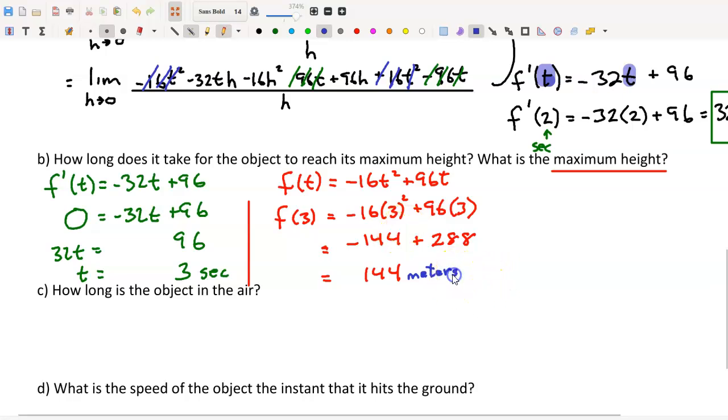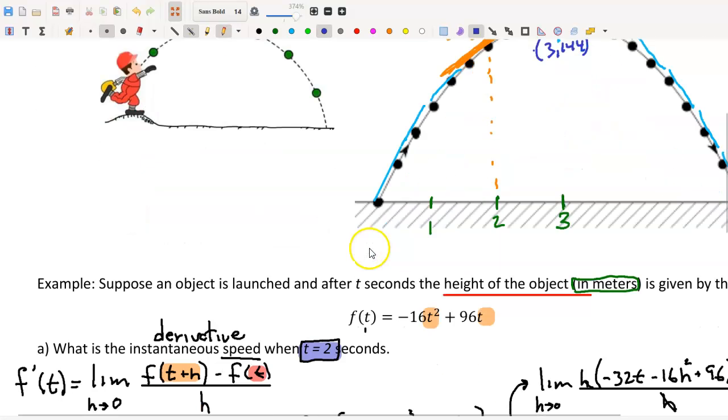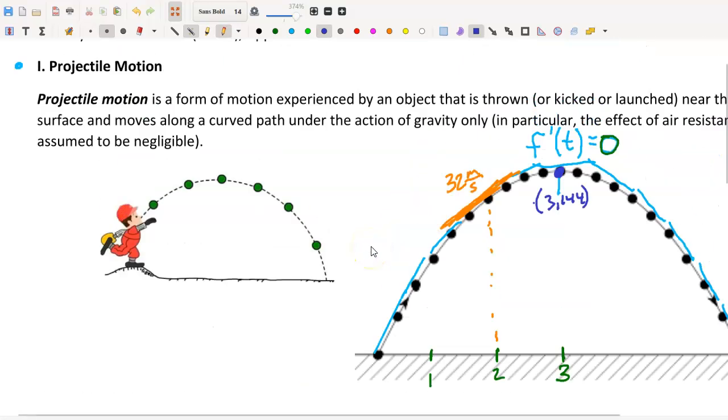There we go. Good. So these two together are actually the same as the vertex, or that word from algebra. So that's 3, 144 if you're actually plotting these on a coordinate plane. And we could also say that 3 is the time at its maximum height. So our t sub max is equal to 3.